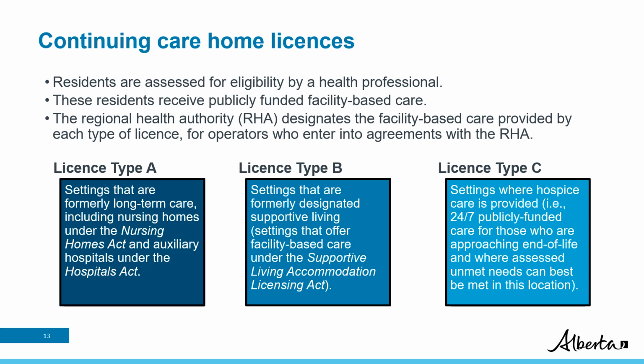Alberta Health will determine the type of continuing care license to issue based on the facility-based care that is provided at the site. The Regional Health Authority designates the type of facility-based care that is to be provided under each license type, such as Type A, commonly known as long-term care, Type B, designated supportive living, publicly funded, Type C, hospice, for operators that enter into agreements with the Regional Health Authority. Based on this, Alberta Health can determine which continuing care home license to issue. Further along, we will describe the basket of services for facility-based care and what those are.